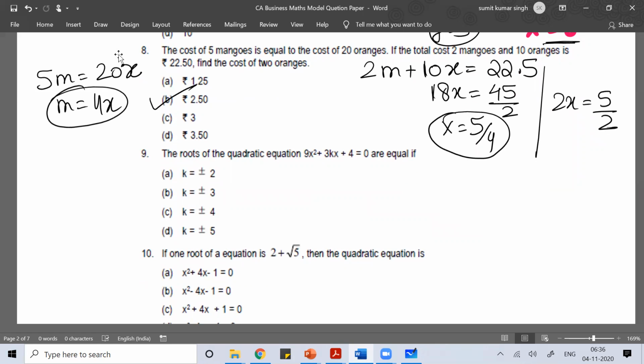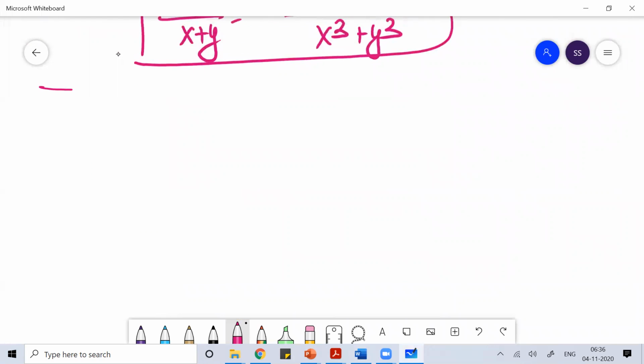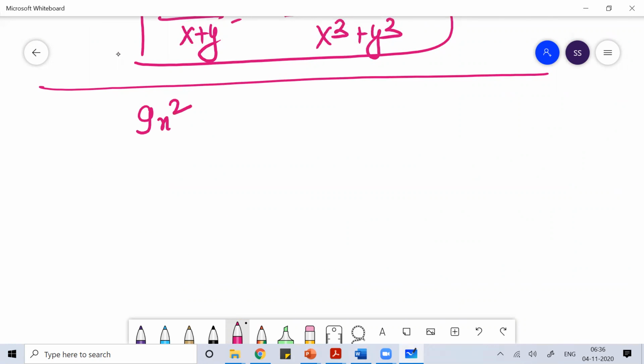So you can see the ninth question: the roots of the quadratic equation are equal. When the roots are equal, each root is equal to minus b by 2a. So here your quadratic equation is 9x squared plus 3kx plus 4 is equal to 0. So the roots are equal.